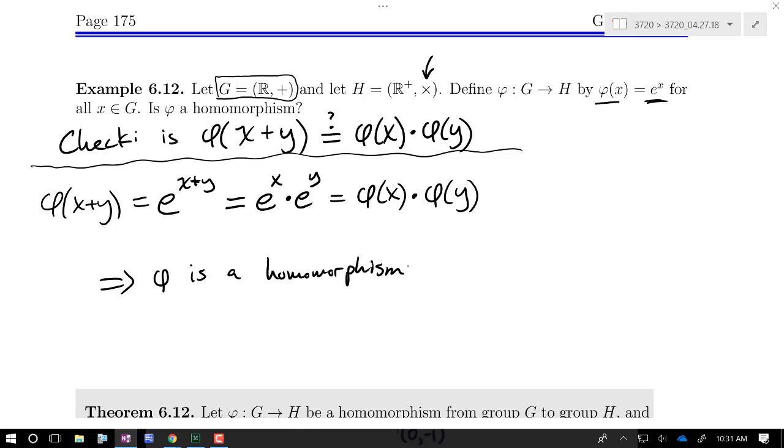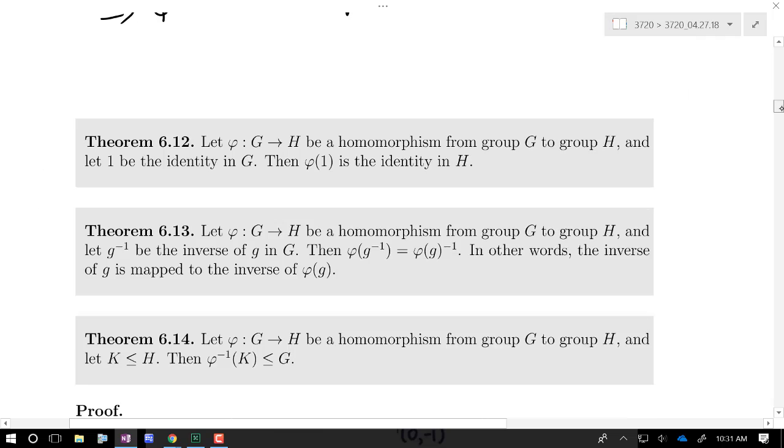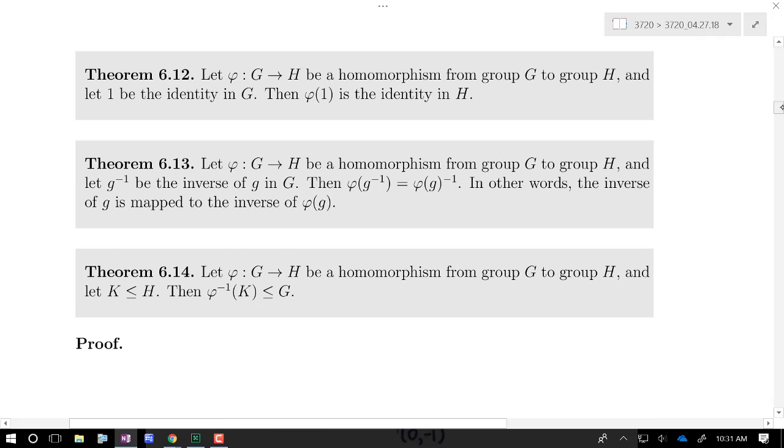Now we're going to kind of establish a bunch of results. We'll prove a couple of them. Theorems 6.12 and 6.13. So 6.12 says the identity gets mapped to the identity. If phi is a homomorphism, and if 1 is the identity in G, then phi of 1 is the identity in H.